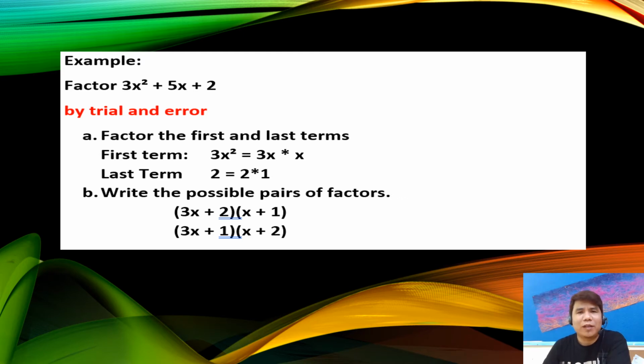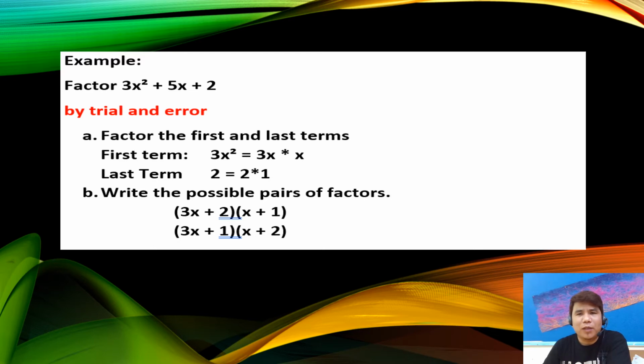First, you have to factor the first and last term. So you are to take the first term, which is 3x squared, and you have to factor that. Your factor for that would be 3x times x. Then you would factor your last term because according to the step, you have to factor the first and the last term. So your last term is 2. So that is 2 times 1. Now you proceed to step 2.